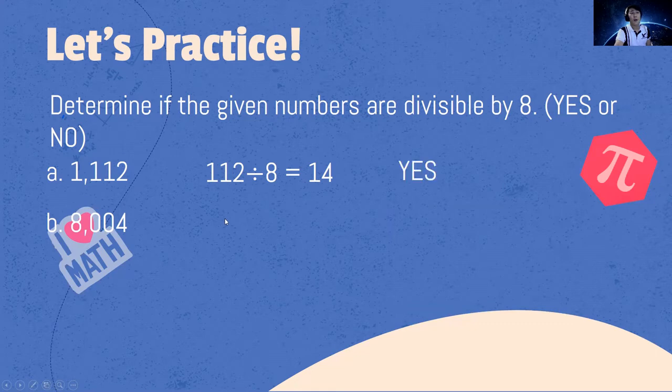So 004 divided by 8 is 0.5. It is not exact. That's why 8004 is not divisible by 8.